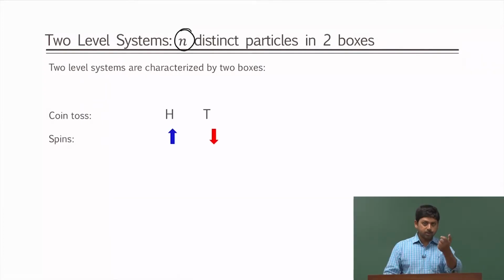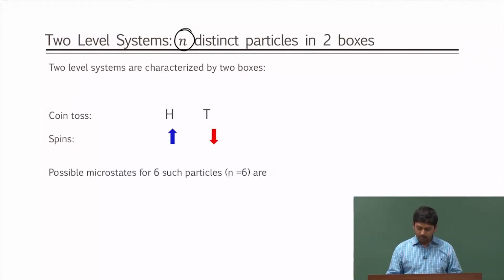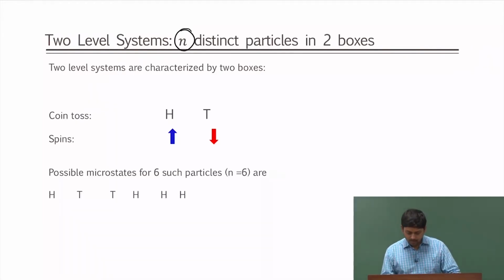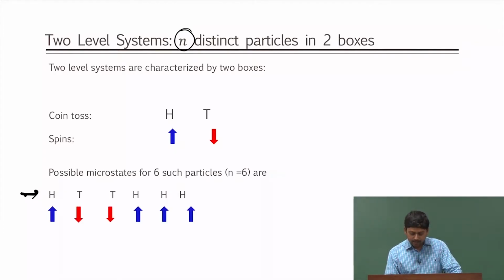I can take first spin, it can be up or down, I can take second spin, it can be up or down, third one up or down. So, that means the number of spins is like number of balls, and up and down is like boxes. If it is up, box number 1, down box number 2, as I said before. Now, a possible microstate of 6 such particles is this configuration H T T H H H, let us say one possible configuration. How many possibilities we will get? Correspondingly, let us say spin is also like up, down, down, up, up, up.